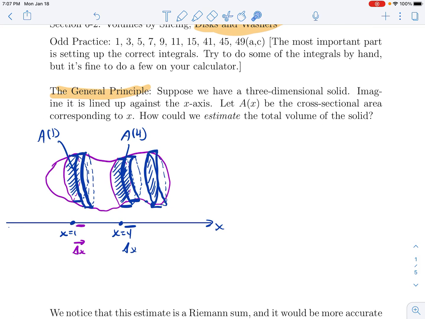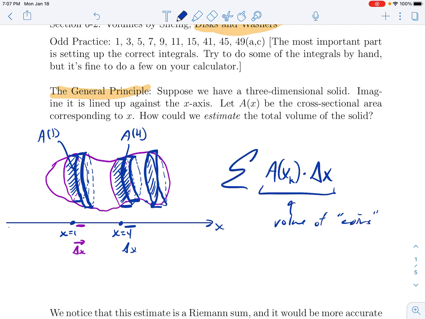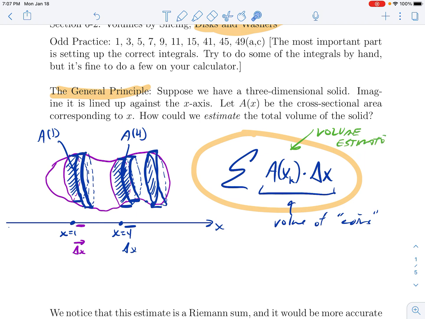So each one of these coin-like things would have a volume that's of the form area at some slice times the change in x. Right? This is the volume of one of these coins, for lack of a better term. And then I add them all up. So this would be my volume estimate. It's just an estimate because I've taken some of the curvature out of this. This would not have curved sides, it would have a sequence of straight sides. But it would be a decent volume. Right, so that's how we could estimate this thing.